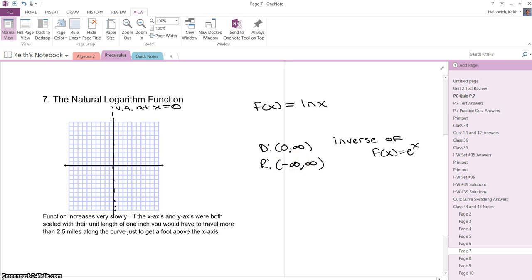And notice the points will flip too. Instead of 0, 1, you're going to have 1, 0. And instead of 1, e, you're going to have e, 1. And instead of negative 1 and 1/2, you're going to have 1 over e and negative 1. Like that. So it's going to look like that.